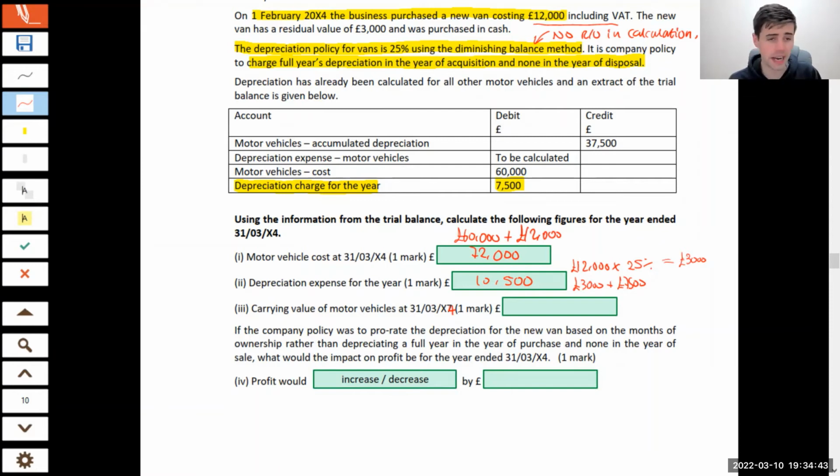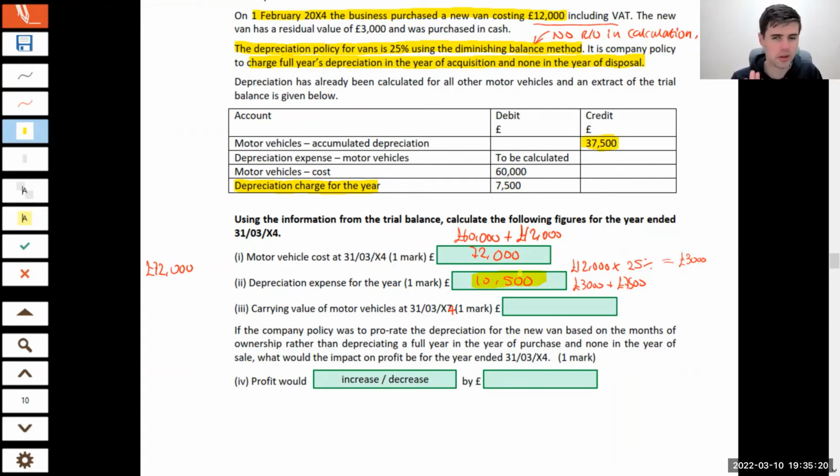So it's saying the carrying value of the motor vehicles at this point. Now, as a refresher, the carrying amount or the net book value is your original costs less all the depreciation up until that point, okay? Now, this one really isn't that bad. We've just worked out in part one, okay, my total value is £72,000. I now need to take off depreciation. So my accumulated depreciation, I've got two figures, haven't I? 37,500, and then the 10,500 that I've just worked out.